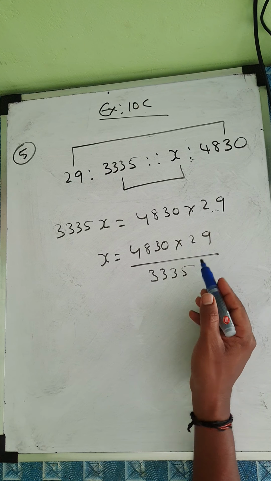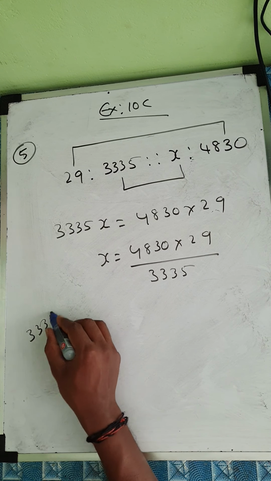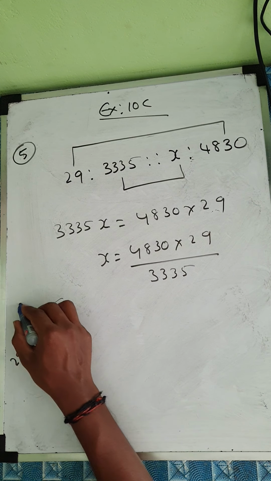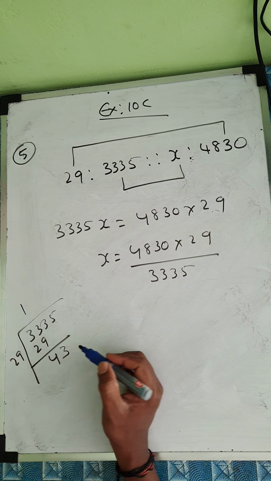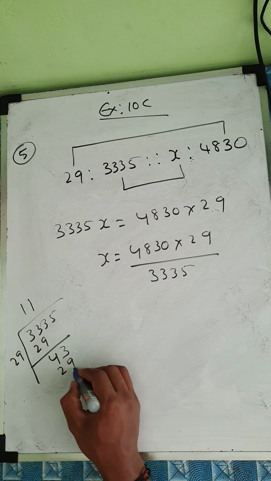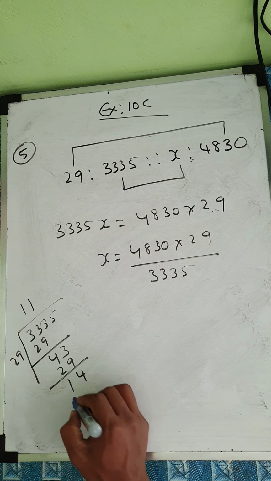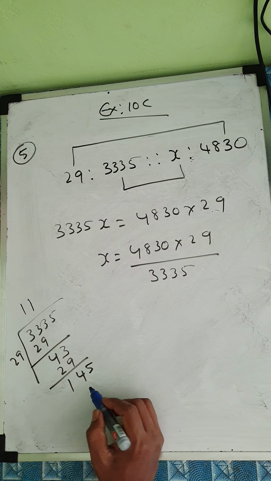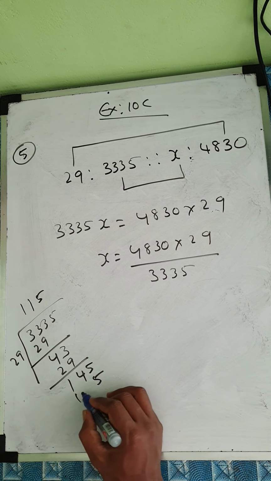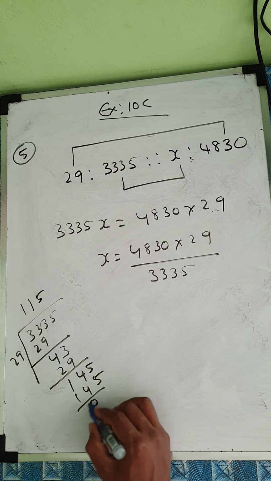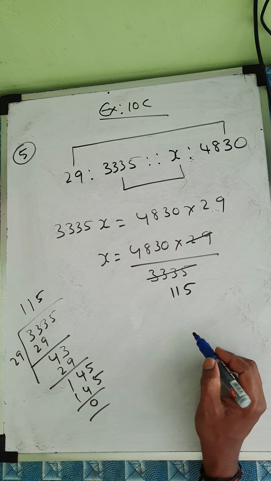So we can cut straightly. We can cut 29 and this one. If you want, you can just divide it and check like this. 29 into 33, remain 4, so it's 43. Again, 29 into 43, remain 14, bring it here. And 29, how many times will go? It will be 5. 5 9s are 45, remain 4. 5 2s are 10, 10 plus 4, 14. So if you cancel 29, it is coming 115.